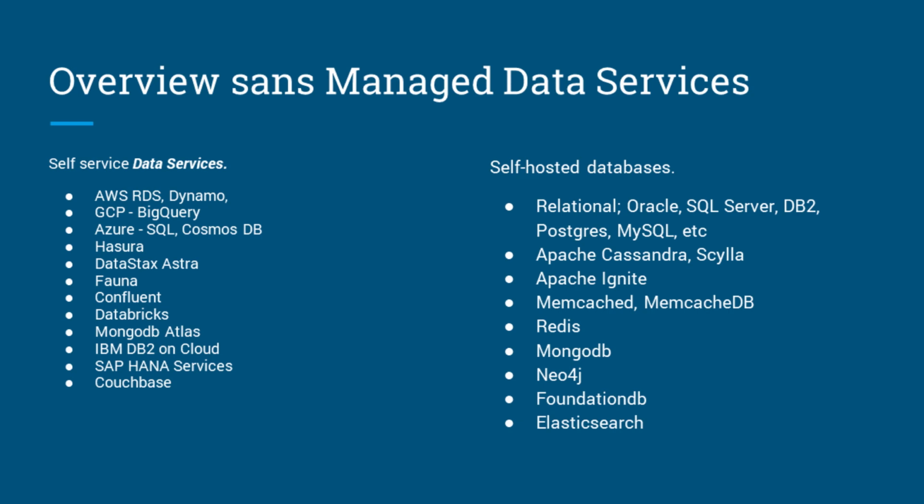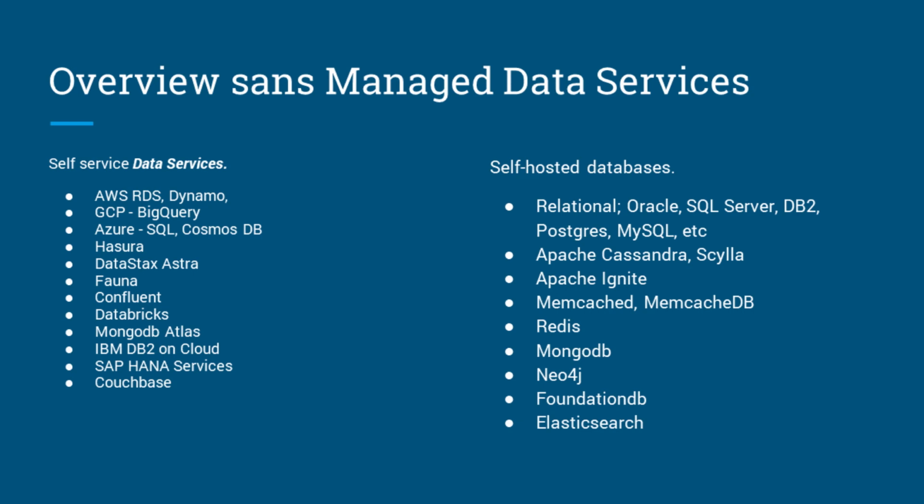With the self-service data services, you have things like AWS RDS, Dynamo, GCP BigQuery, Azure, and its plethora of options, where again, you just go into their respective portal, click a few buttons, and you generally have exactly what you want. And there's other ways to get those too, through infrastructure as code or whatever the team wants to work through to get those resources. There's a lot of third-party and smaller companies that are working on things and providing these services too, like Hasura, DataStax, Fauna, Confluent, Databricks, etc. And the stalwarts are in the game too, such as IBM and SAP.